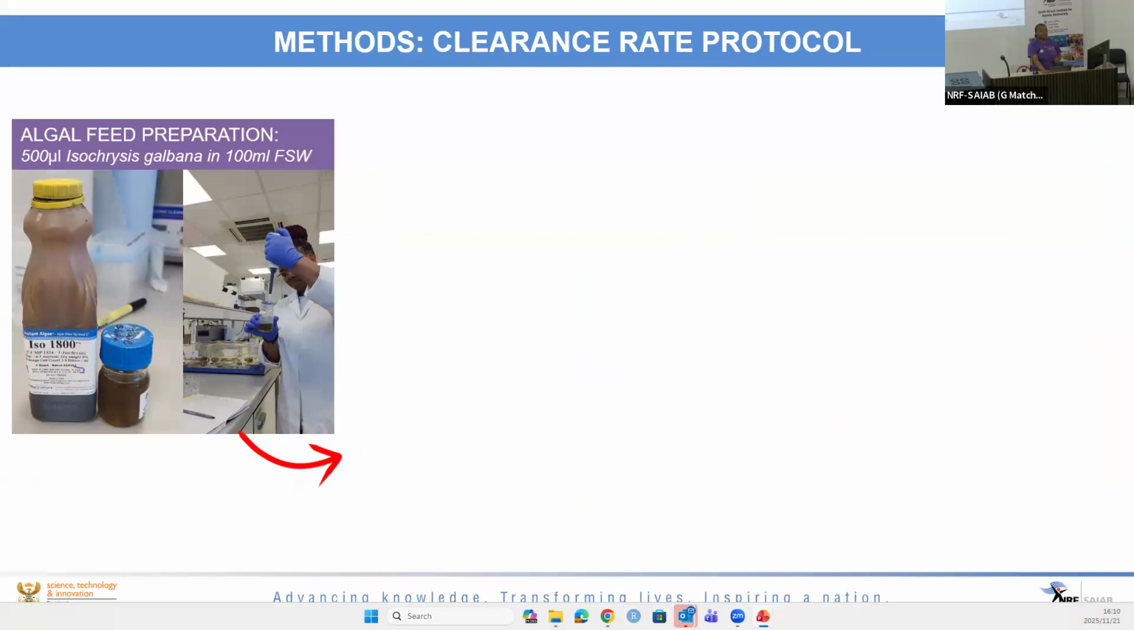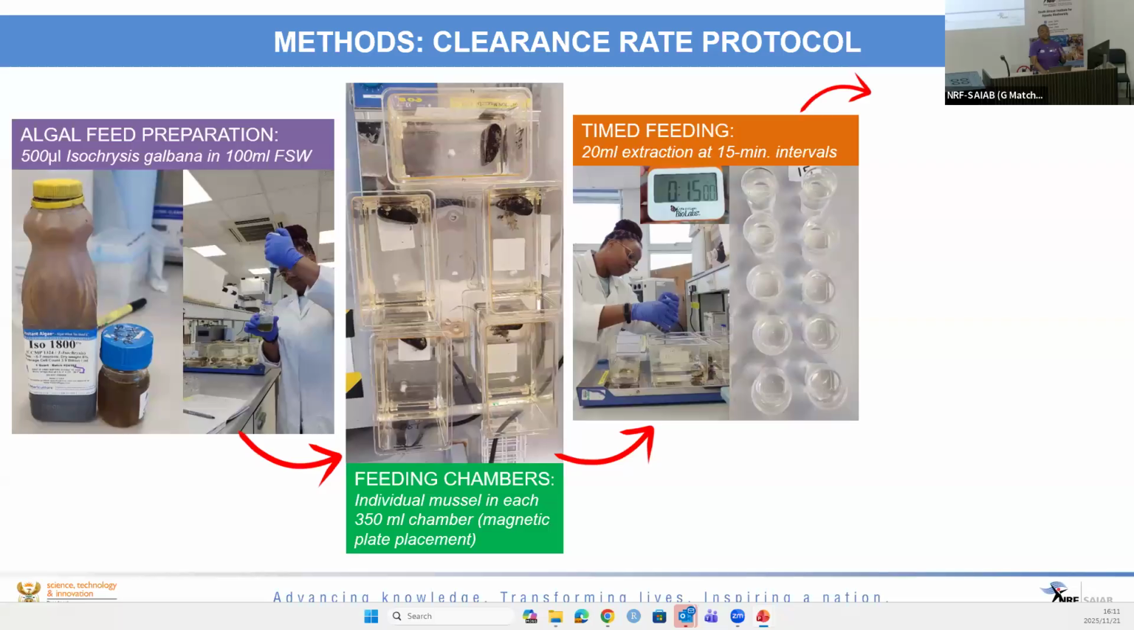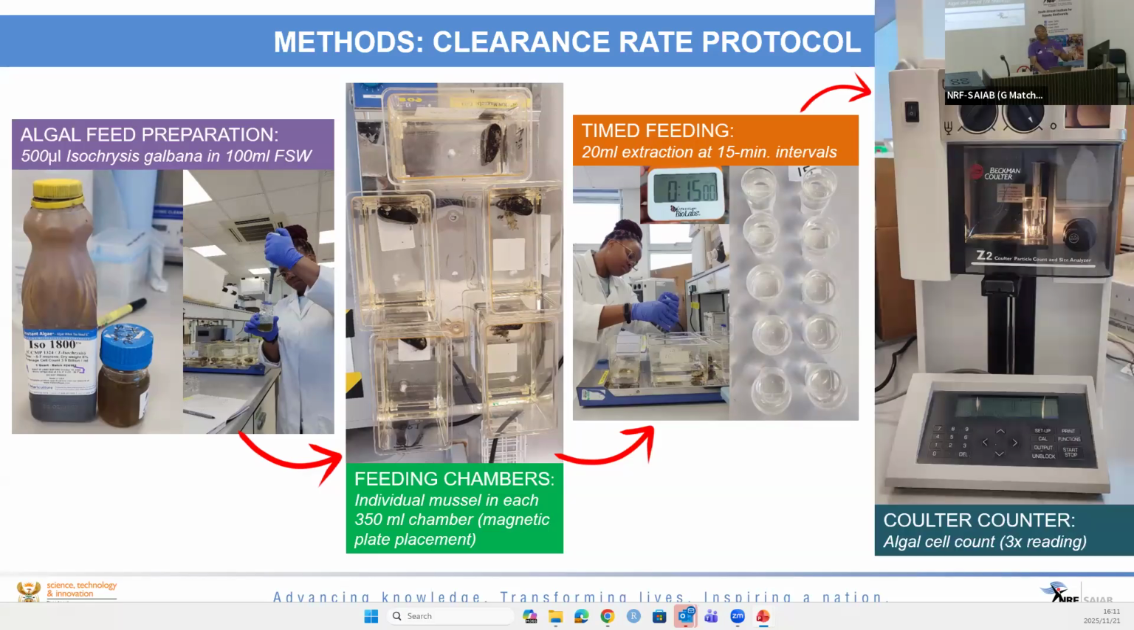So firstly, for my feed, I used commercially obtained Isochrysis algae, which I had to prepare and feed into my chambers. So each chamber had individual mussels of the different treatments that I just stated. And I had to feed each of them at different time intervals, and then run the experiment for 2 hours. I had to extract 20 mL from each of the chambers and put it into the sampling ports, and all that went into the culture counter machine, which basically just reads how much is there at time 0, how much is there at time 15, until 2 hours.